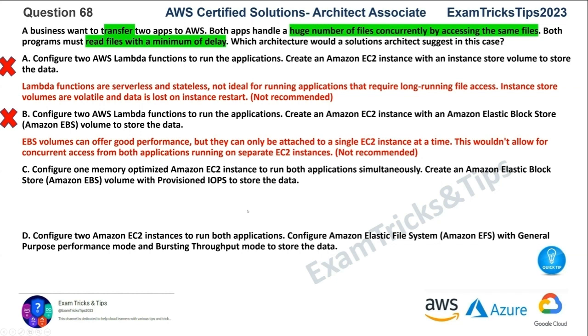Then the next wrong one is option C. Option C says configure one memory optimized EC2 instance to run both applications simultaneously and create an EBS volume with provisioned IOPS to store the data. While a single EC2 instance created in this way can provide good performance for reads, it creates a single point of failure. Additionally, managing concurrency with the applications running on the same instance will add complexity. So this one only partially addresses the question. And we all know for addressing such a concurrent file access problem, we have a service for that, and that's Amazon EFS, Amazon Elastic File System.